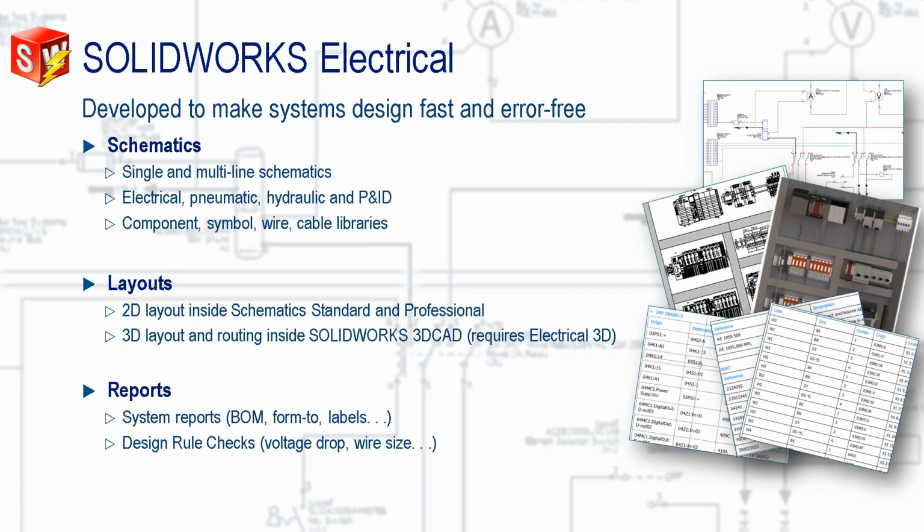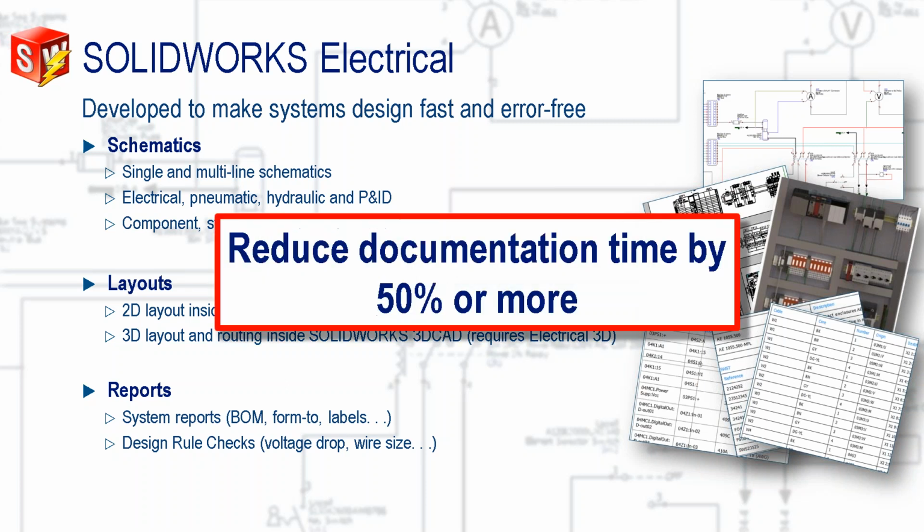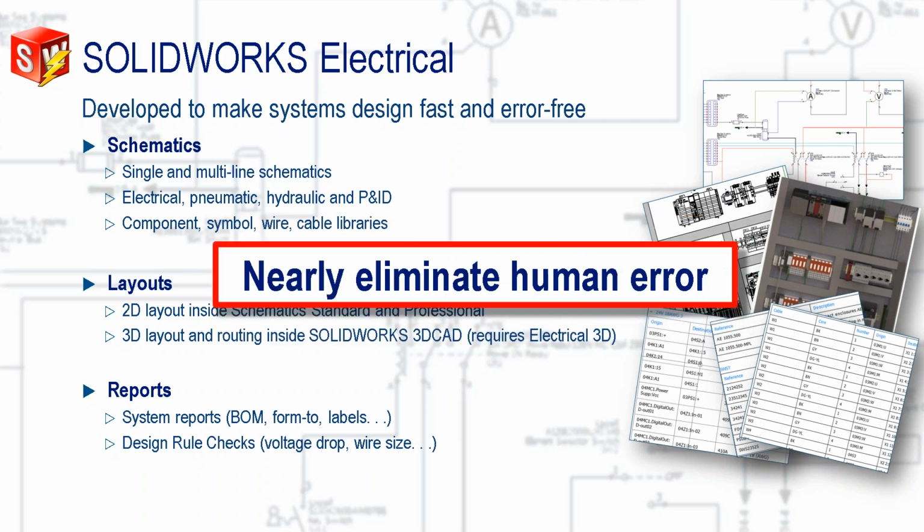We can also run calculations such as voltage drop, fill duct ratios, etc. So all in all, we can see upwards of 50% reduction in documentation time, which is very big for those of you who have to do this every day. Get your life back a little bit. We can nearly eliminate human error.